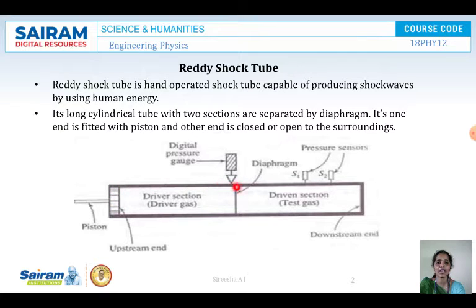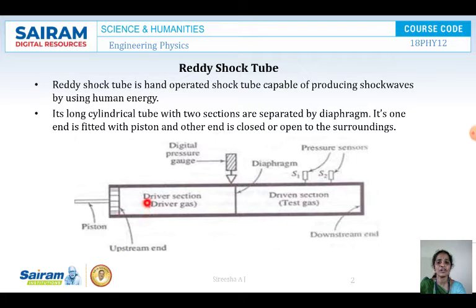This is divided into two parts. The part where the piston is attached is called the driver section, and the other part, downstream, is called the driven section. You can see here the total Reddy shock tube is almost 1 meter, half of which is the driver section. The driver section consists of a piston, and the other end is the driven section. This is the downstream end and this is the upstream end.